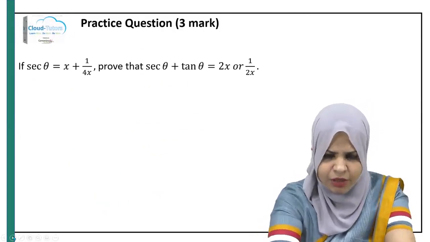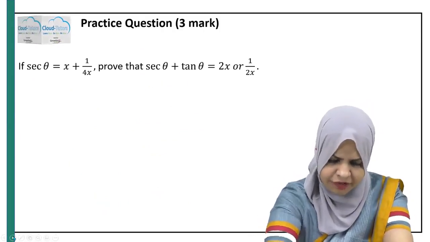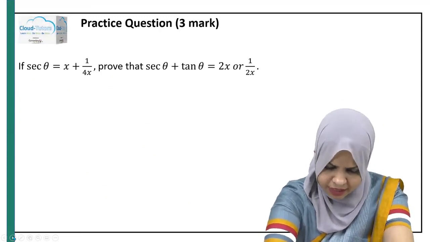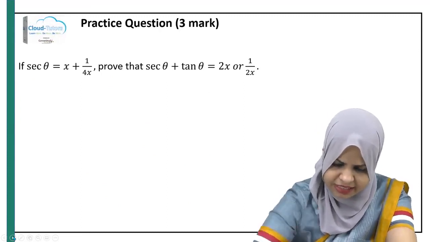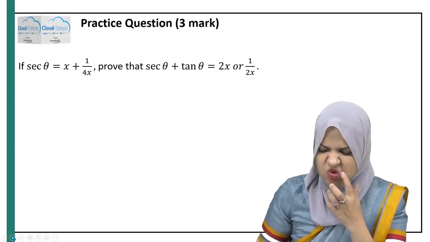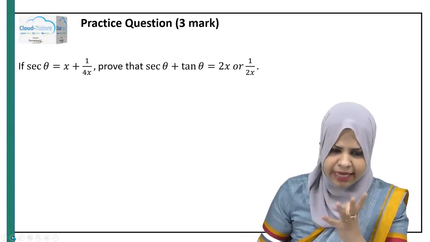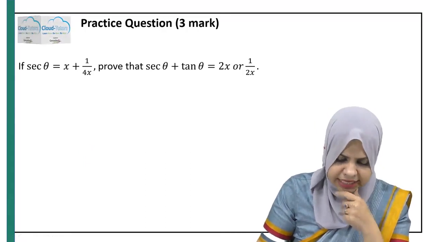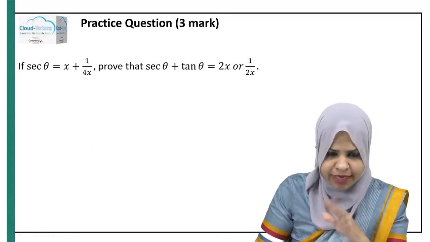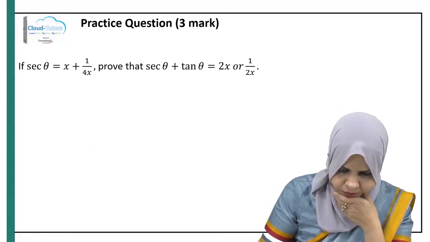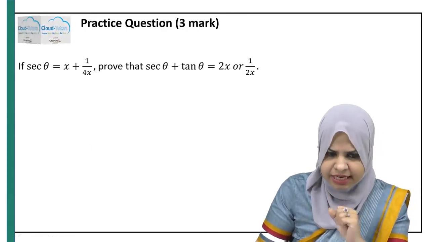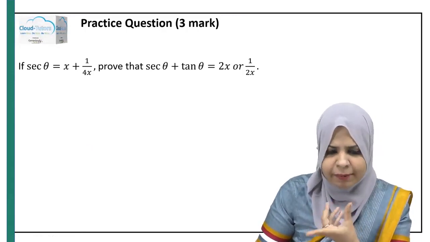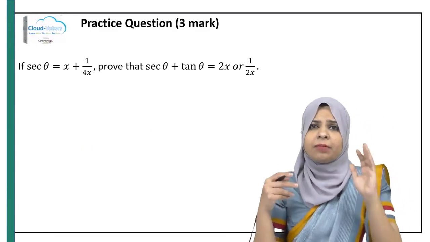Secant theta is equal to x plus 1 by 4x. Prove that secant theta plus tan theta is equal to 2x or 1 by 2x. Now what do we do here? Secant theta is x plus 1 by 4x. Now secant theta plus tan theta is equal to 2x or 1 by 2x. Here it can be this or this.